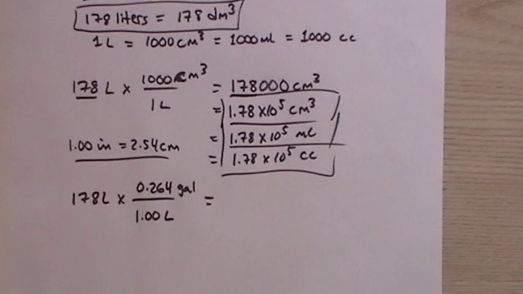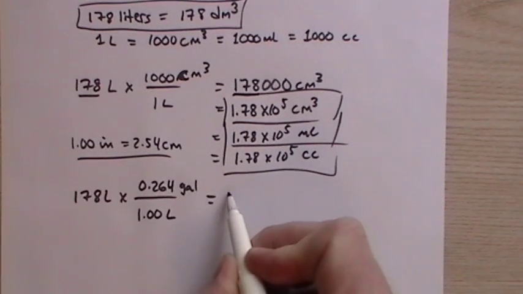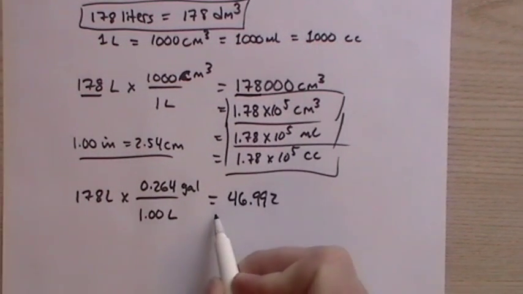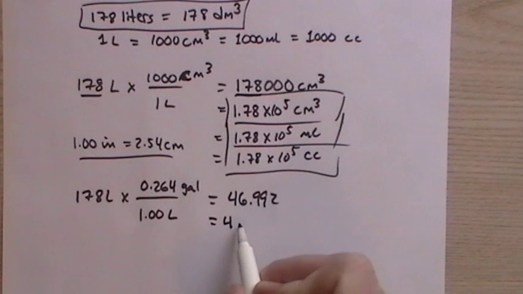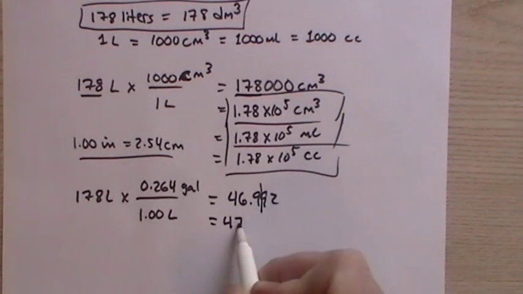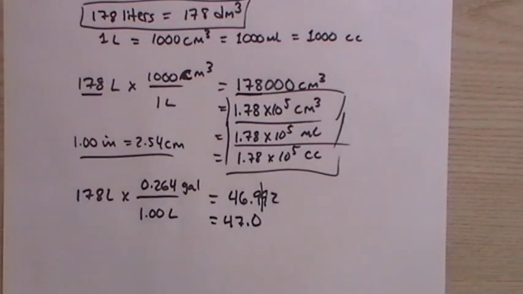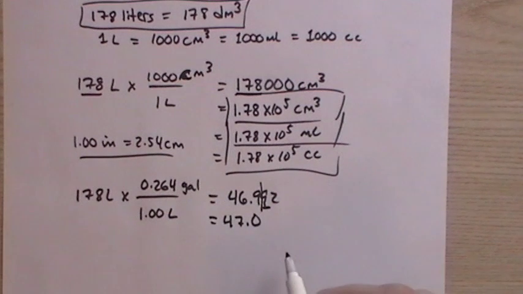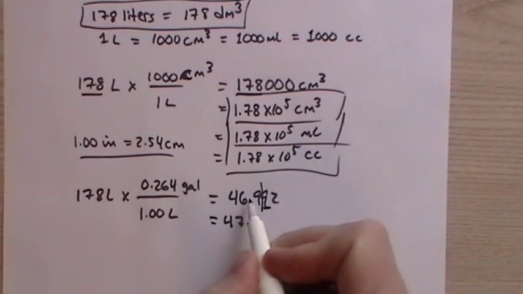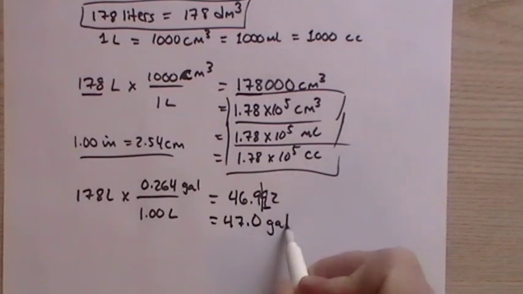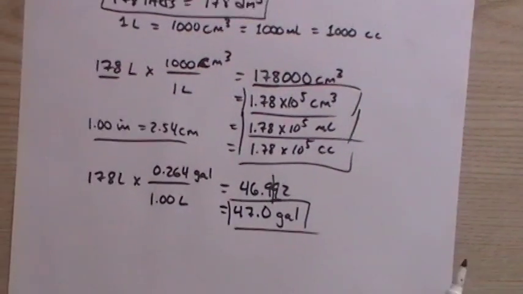So 178 times 0.264 comes up to be 46.992, and we only have 3 significant figures, so we're going to have to round it. This would be a little tricky when you have the 9s. Just remember that once you add a 1 here, because we have to, due to this digit, then we have to roll it over to the 6 as well, so we end up with 47 gallons.